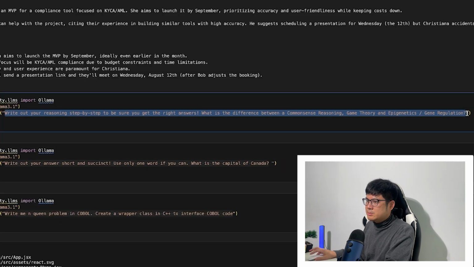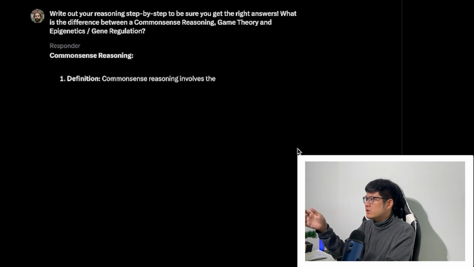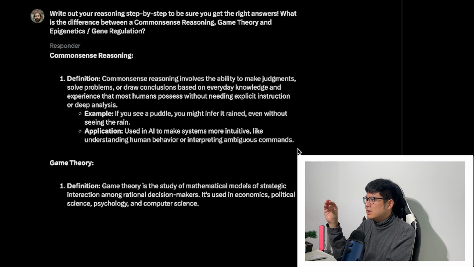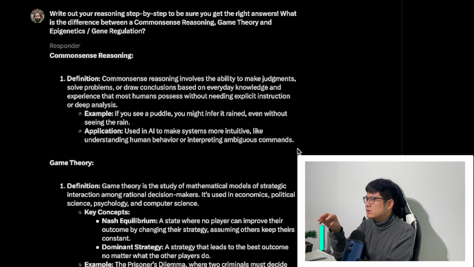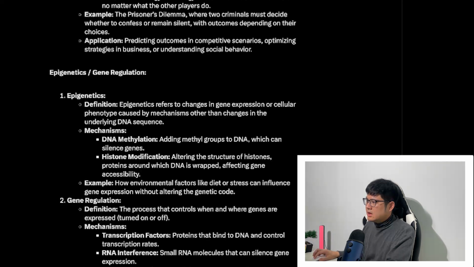So I want to see its ability to do reasoning. Basically, there are 3 hard concepts: common sense, game theory, and epigenetics. I want it to explain each one and then give me a comparison of the 3. So I got definition, definition, definition. It didn't really summarize the difference. It just explained them. So I would say this is a fail. It's not the difference between the 3.